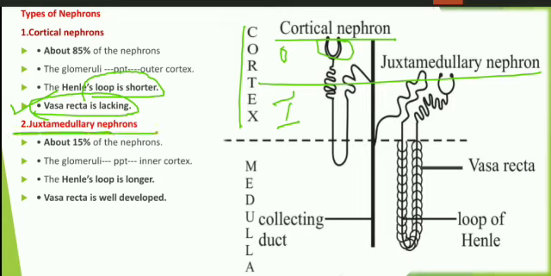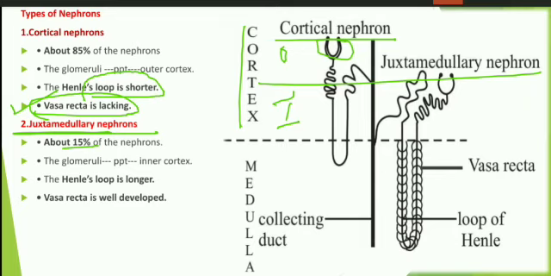And the other type is juxtamedullary nephrons. These juxtamedullary nephrons are only about 15% in the human kidney, but they are necessary to produce concentrated urine. You might have noticed that the camel produces very concentrated urine because it has more juxtamedullary nephrons than cortical nephrons. This is one of the adaptations we find in xeric animals.